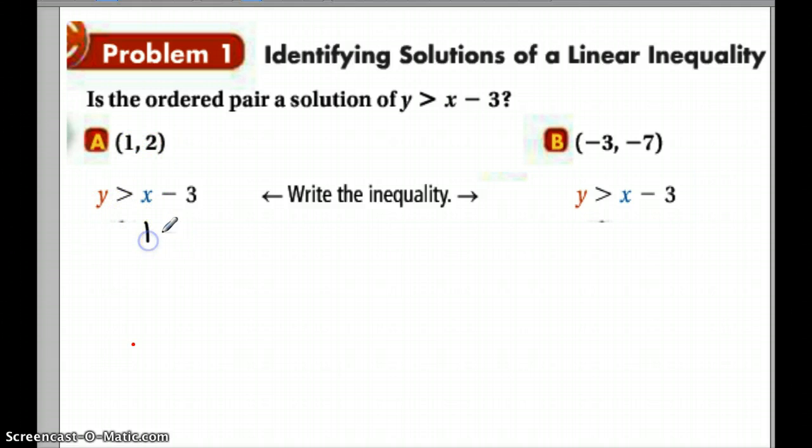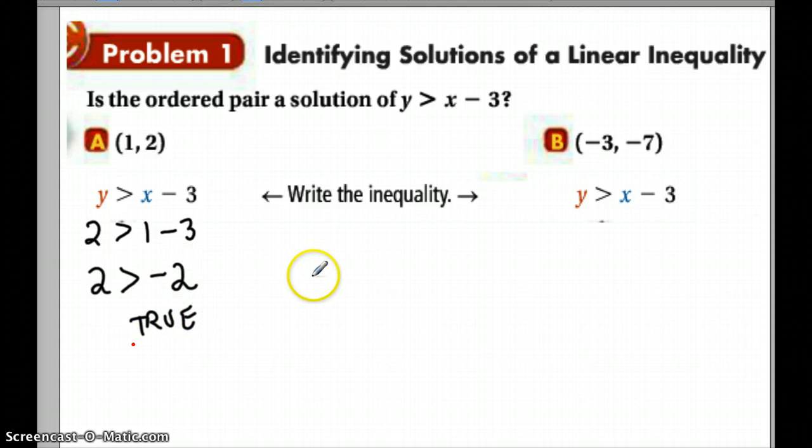So x is 1, so we plug 1 in for x, y is 2, and the statement is now 2 is greater than 1 minus 3. Is this true? Let's simplify 1 minus 3. 1 minus 3 is -2. Is 2 greater than -2? If the answer is yes, then it is a true statement. And if it is a true statement, then it is a solution. So yes, it is a solution.